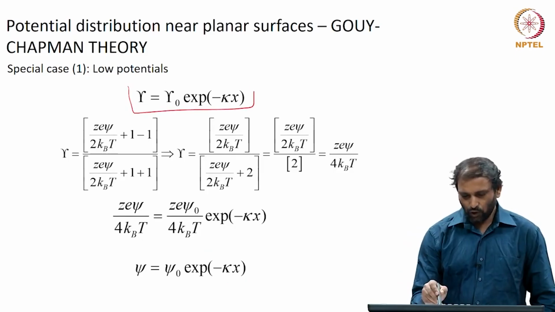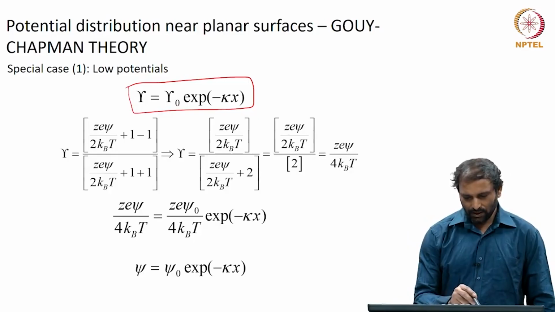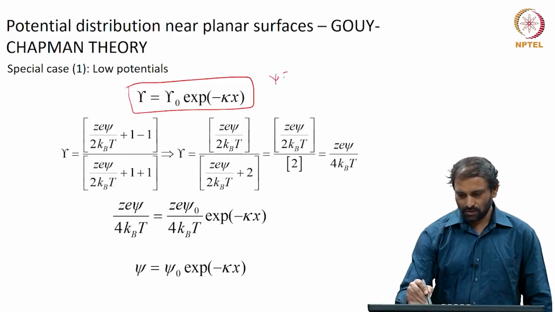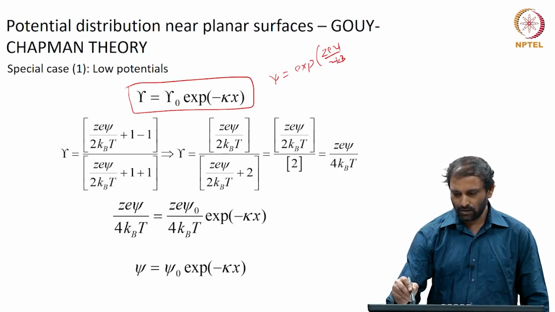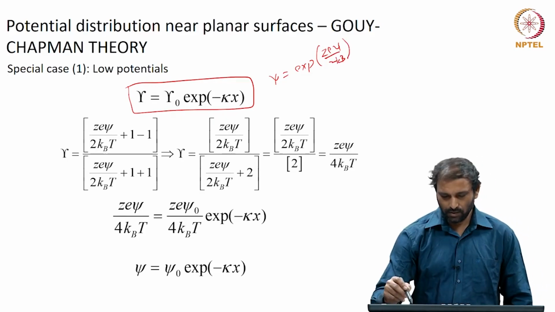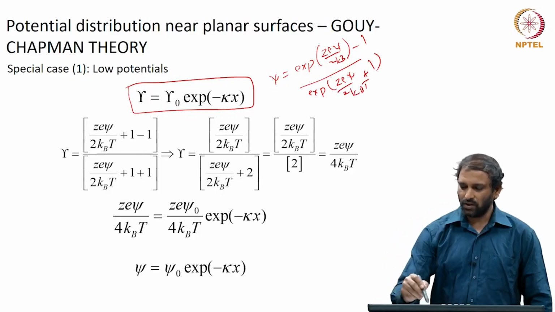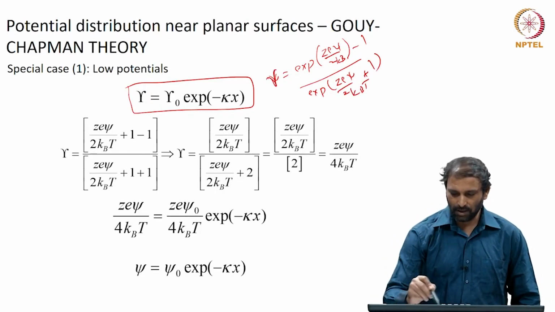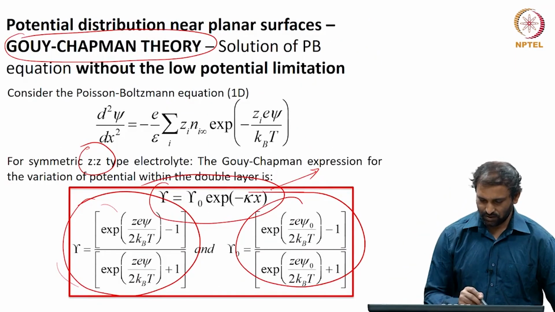So, that is the Gouy Chapman solution, okay, and we know that gamma is exponent of z e psi divided by 2 k b t minus 1 divided by exponent of z e psi divided by 2 k b t plus 1, right. That is a gamma naught, that is a gamma, right. That is what was here, right. So, that is what is here.